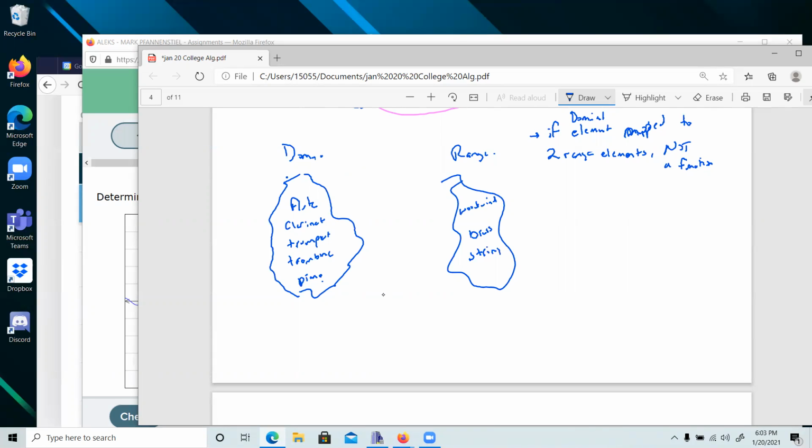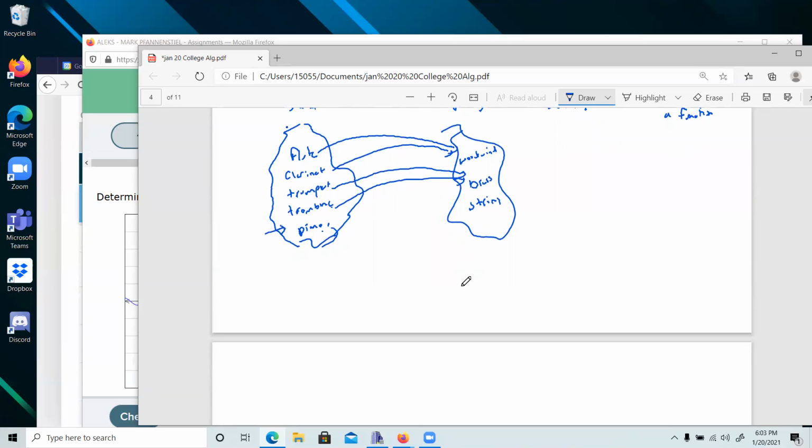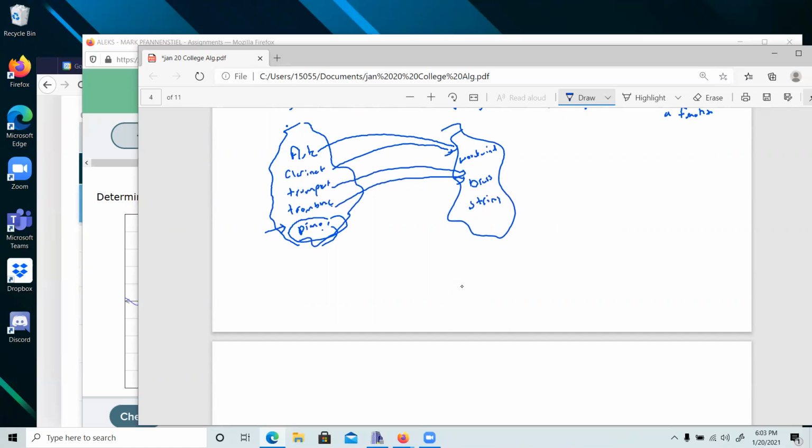It's a percussion instrument. So we could map the flute to woodwind and clarinet to woodwind. Trumpet can go to brass. Now, this is not a function because I never had a chance to map piano to any of these categories. Because piano is left off the list, it's an element in the domain. Where is it going? It's not going anywhere. So that's not a function because piano is left hanging.